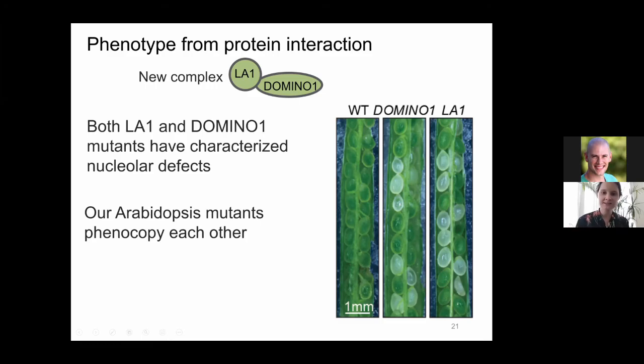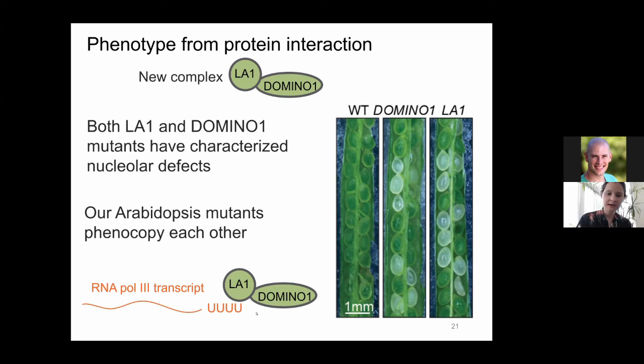And so what we can say is it's the complex of LAW and DOMINO whose malfunction is leading to this embryonic lethality. Because LAW is a conserved eukaryotic protein and pretty well known, we know that it binds to the polyUs of RNA polymerase 3. We suspect that DOMINO is also involved in the same process. This is a really exciting complex for me because LAW is conserved across eukaryotes and DOMINO is a plant-specific protein. So this is a complex that formed in plants after eukaryotes, and that's really interesting.